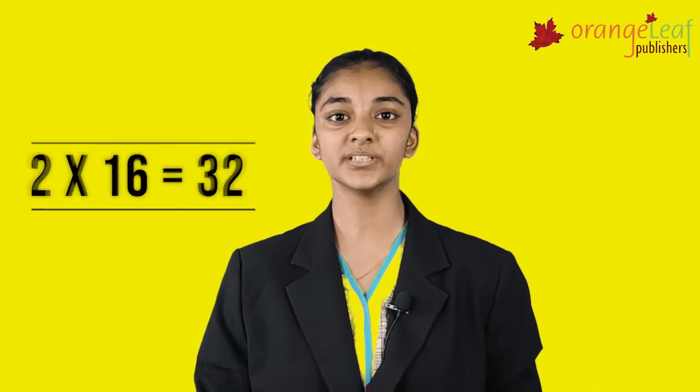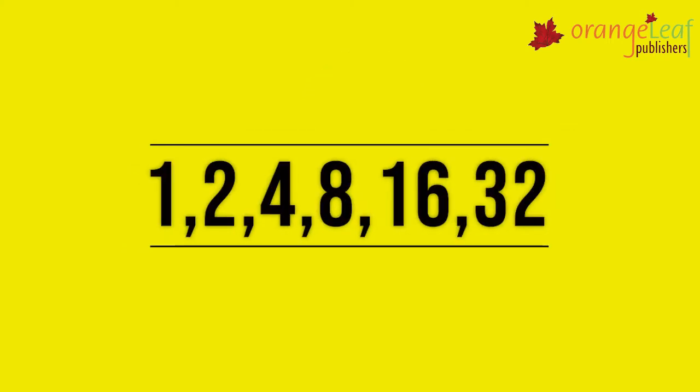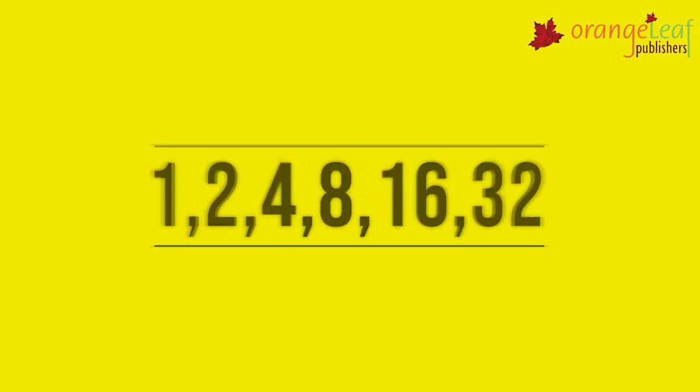1 into 32 is equal to 32. 2 into 16 is equal to 32. 3 is not a factor. 4 into 8 is equal to 32. 5 is not a factor and we stop at 6. Therefore, 1, 2, 4, 8, 16 and 32 are all factors of 32.